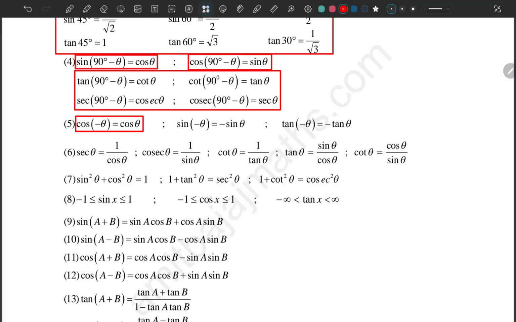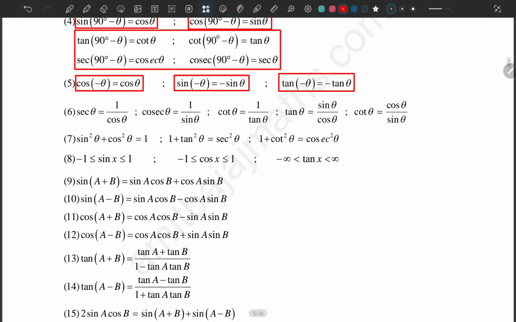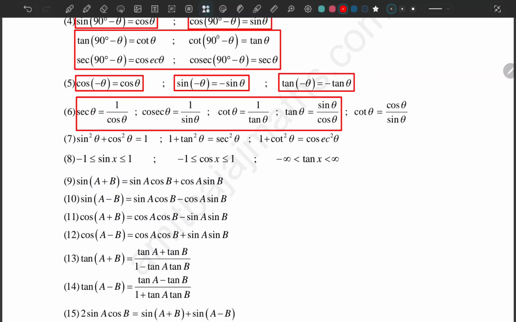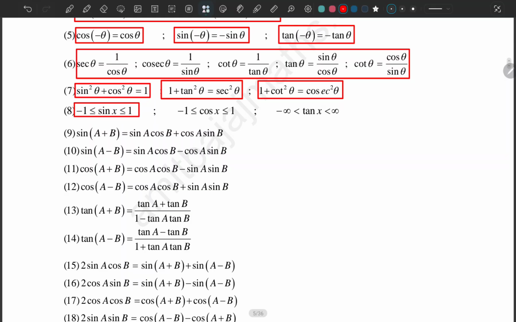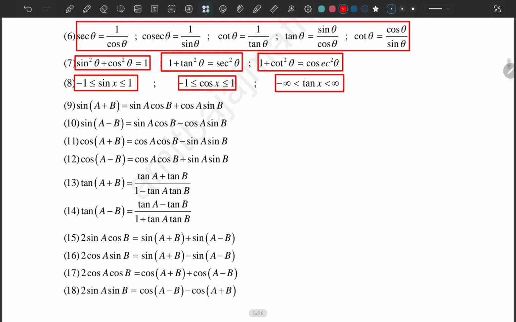Now here comes the important part. Cosine of minus theta is cosine theta, but sine of minus theta is minus sine theta. Same for tangent: tangent of minus theta is minus tangent theta. And these are things again from class 10th. Okay, and these are some ranges of the sine function, cosine function, and tangent function. Okay, so here come the 11th class things.